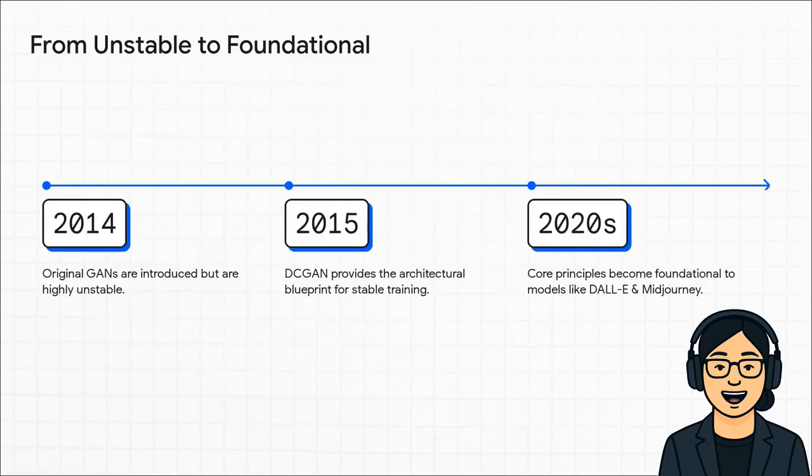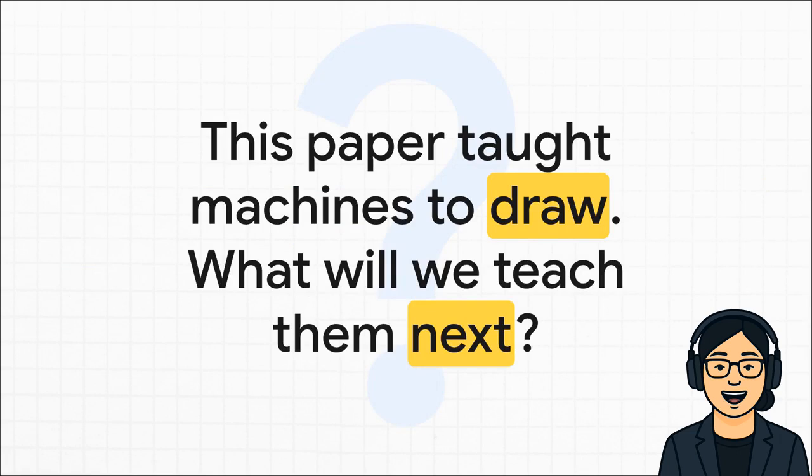So you can literally draw a straight line through history. 2014, GANs are this brilliant but broken idea. 2015, DCGAN comes along and writes the instruction manual that fixes them. And now, in the 2020s, those core principles, using convolutions, using batch norm, that's the fundamental DNA inside of the massive, powerful models like Midjourney and DALL-E that are changing everything. When you really think about it, this paper taught a machine how to draw, not by just memorizing things, but by understanding them. It transformed AI's ability to dream from noisy static into high-definition reality.